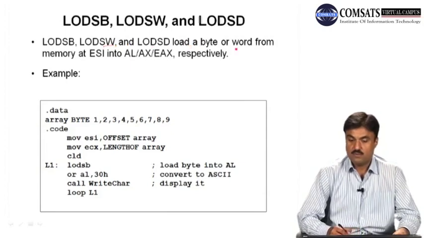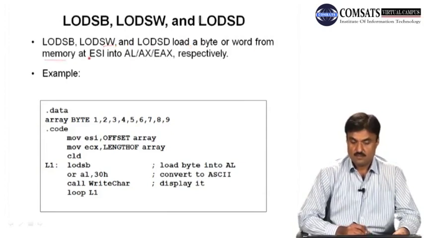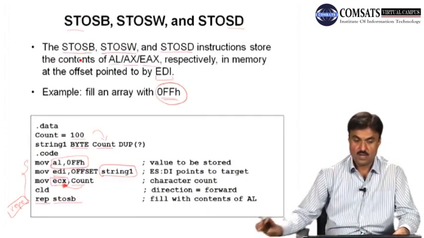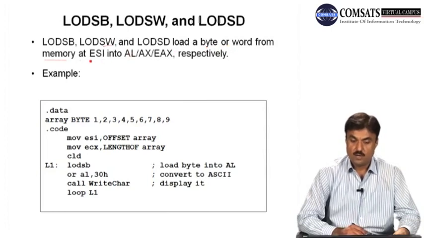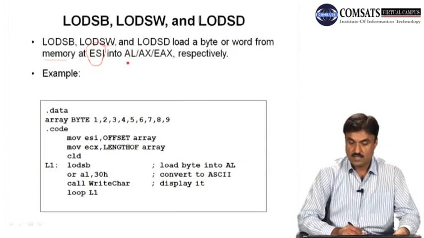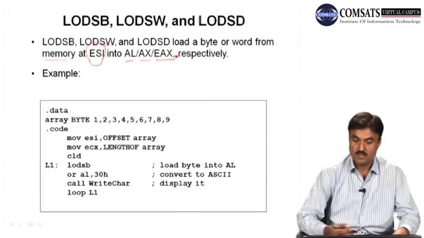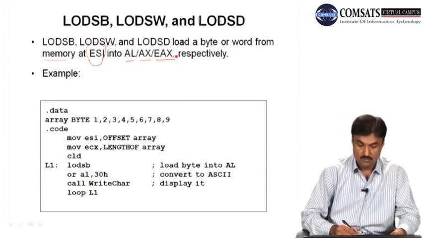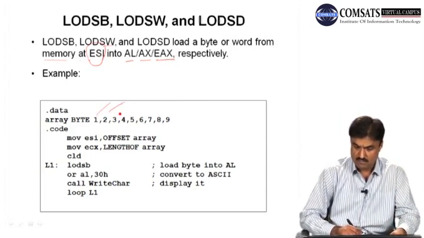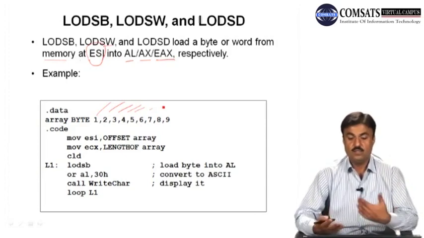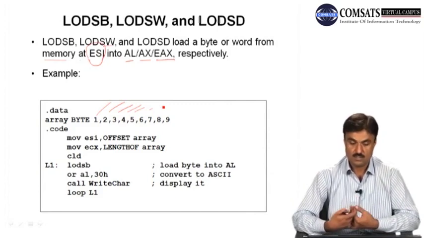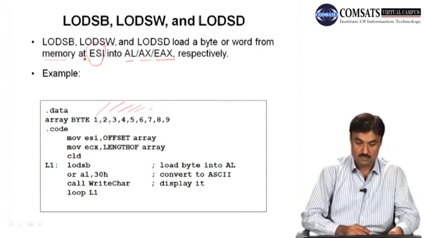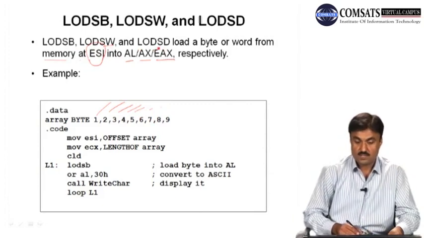Again, we have the load SB and SW, to load a byte or a word from memory. Previously you saw store; now we are going to use load. It will load the byte, word, or double word pointed out in memory by the ESI into either AL, AX, or EAX respectively. So if you want to traverse a whole array and load these bytes, words, or double words from an array or from somewhere in the memory location, you can use load SB, load SW, or load SD.